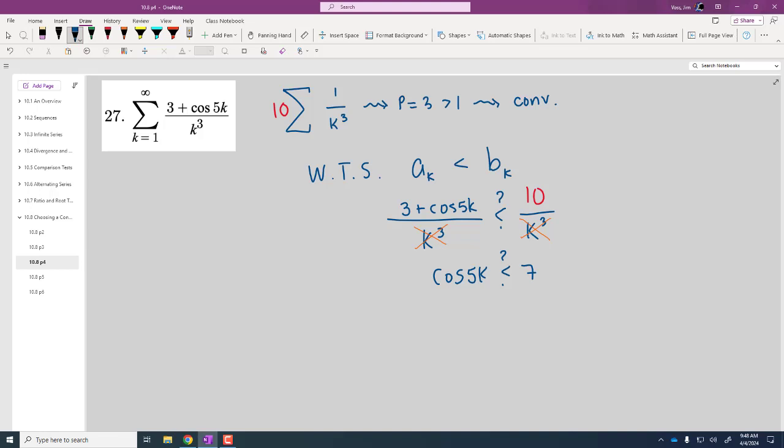This is always true, right? Cosine is never more than 1, so this is true. So therefore, both series do the same thing. Since we chose a b sub k series that converged, the a sub k series must also converge.